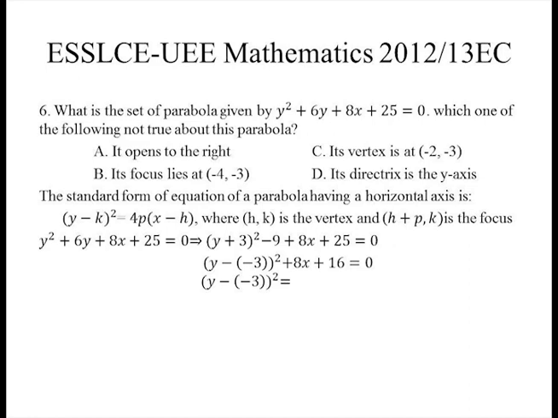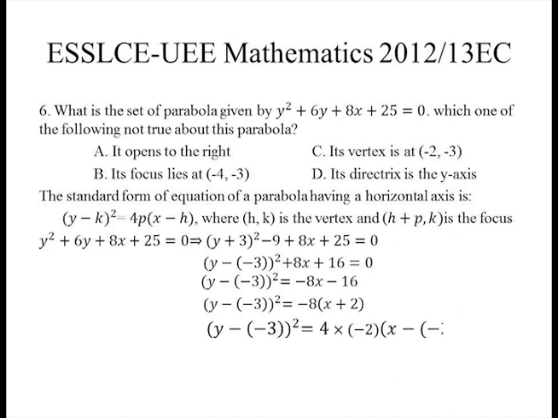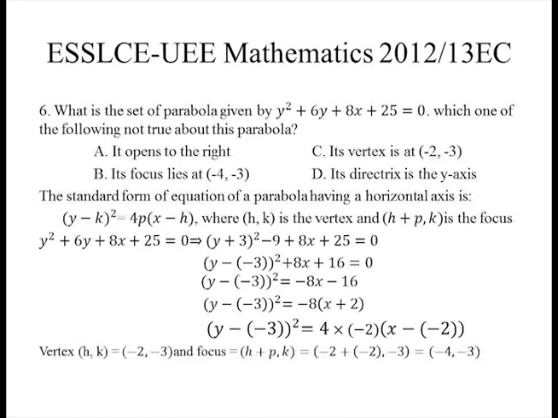Taking 8x plus 16 to the other side of the equality, we get minus 8x minus 16. Y minus negative 3 the whole square is equal to negative 8 times x minus... negative 8 is a common factor for negative 8x minus 16. So negative 8x divided by negative 8 is left with x. Negative 16 divided by negative 8 is plus 2. This implies y minus negative 3 the whole square is equal to negative 8, meaning 4 times negative 2, times x plus 2, which means x minus negative 2. So the value of p is negative 2, h is negative 2, k is negative 3.